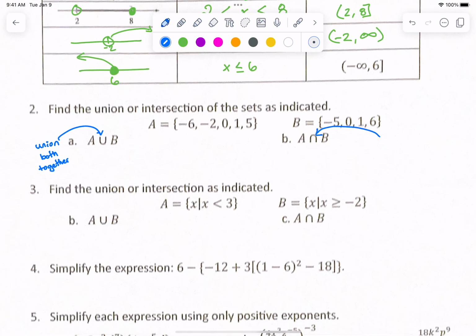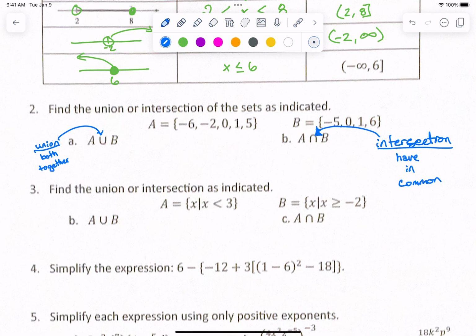Okay? What does this little guy mean? What's the A-looking symbol mean? It's intersection. I can't spell. Intersection. What do you do for intersection? What they have in common. Okay? So intersection is what they have in common. Union is what they both have together. Like you combine them all into one.